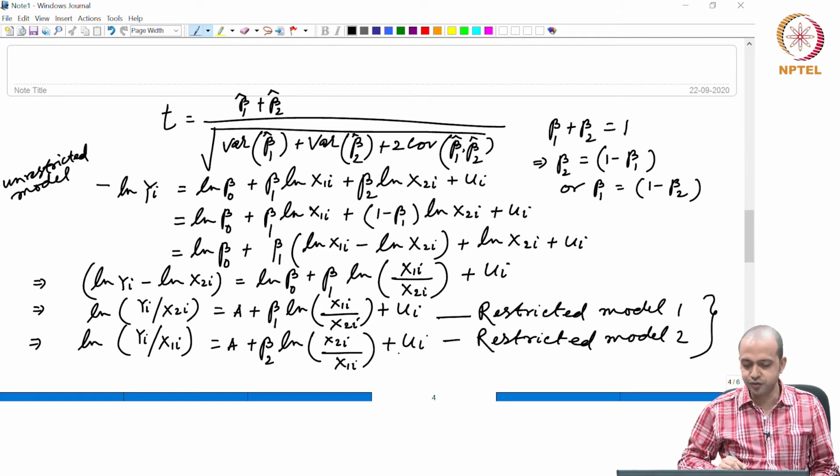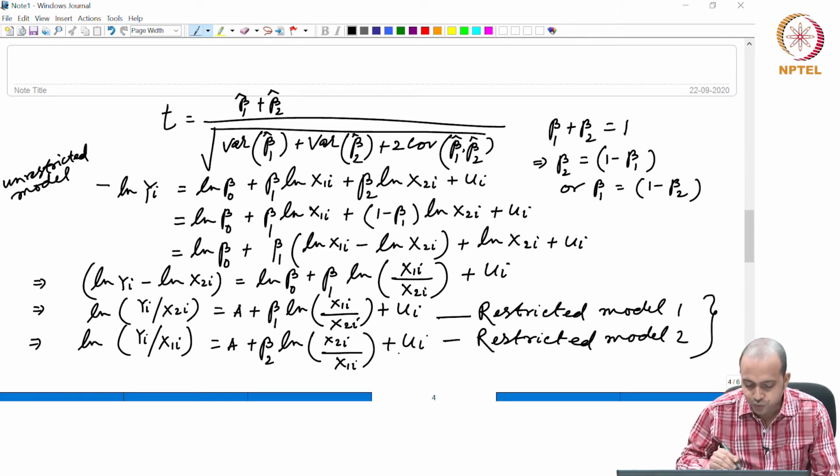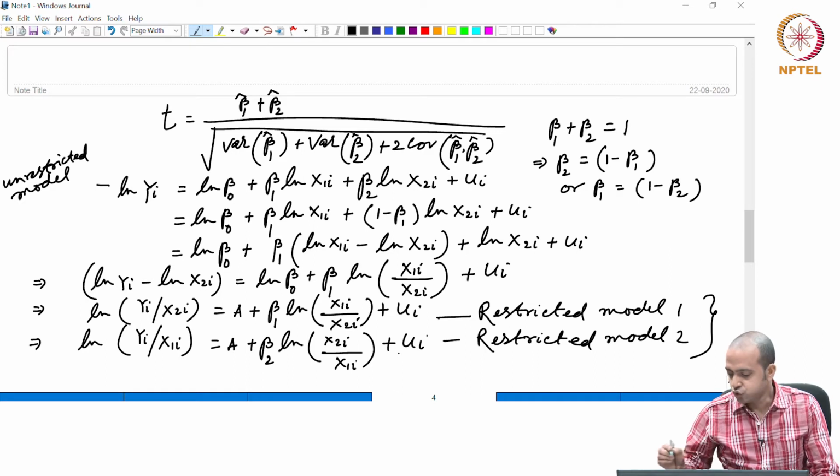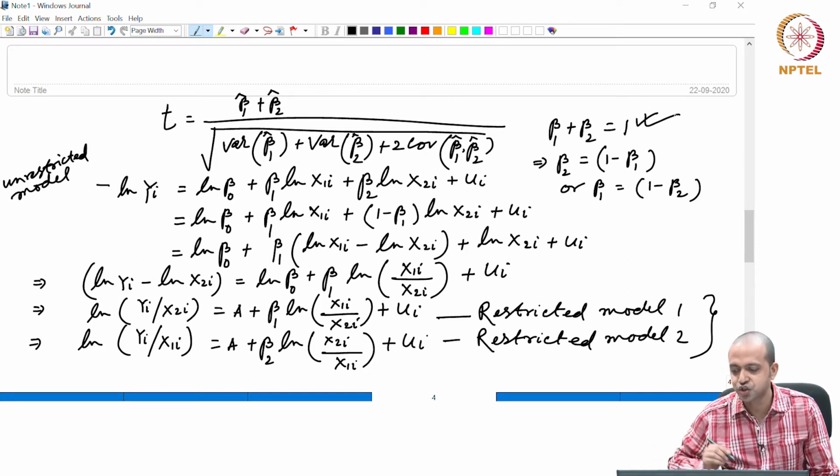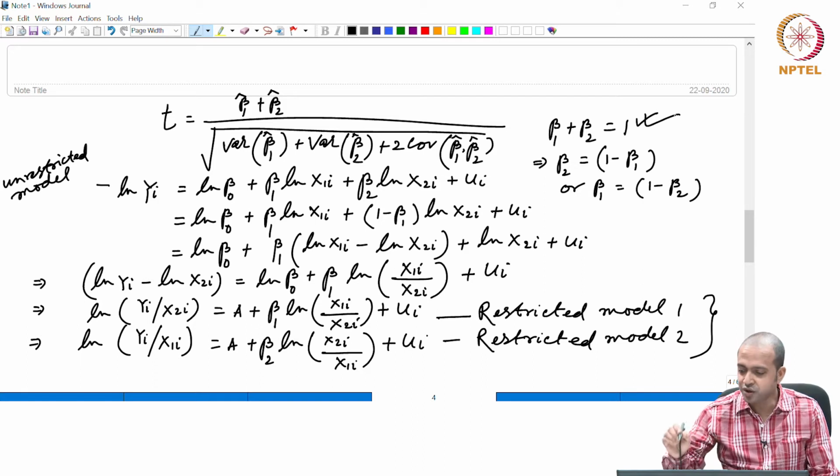Okay, restricted version 1. Now, what we will do, from these two we will construct another test statistic to test the validity of this linear restriction. So, what are we testing? We are actually testing the validity of this linear restriction beta 1 plus beta 2 equals 1.